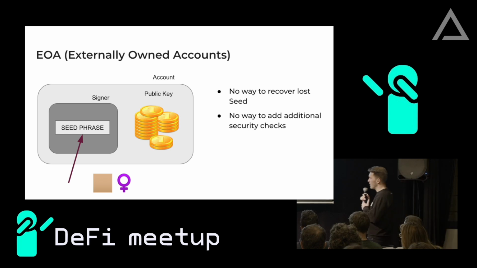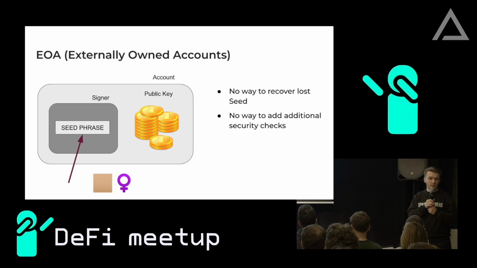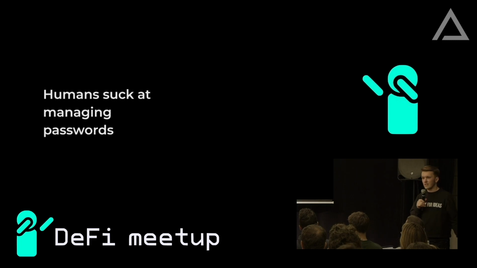So there is this user, they are holding the seed phrase, they can transact. Once they lose the seed phrase, everything is gone. There is no way to recover a lost seed, and there is no way to add additional security checks, which we're gonna talk about later. Humans suck at managing passwords. I already kind of talked about this. Isn't passphrase one of the security checks? Passphrase or seed phrase or password, I use those terms interchangeably. So some kind of secure phrase that you can use to unlock access to your tokens.